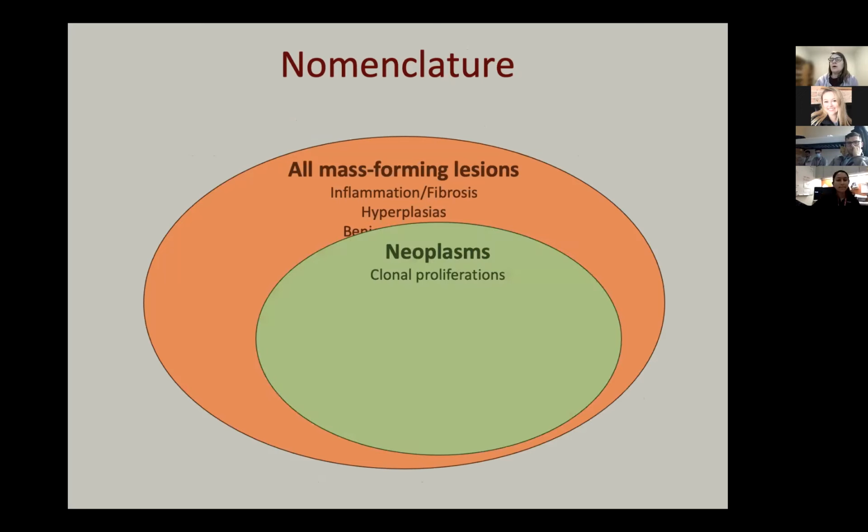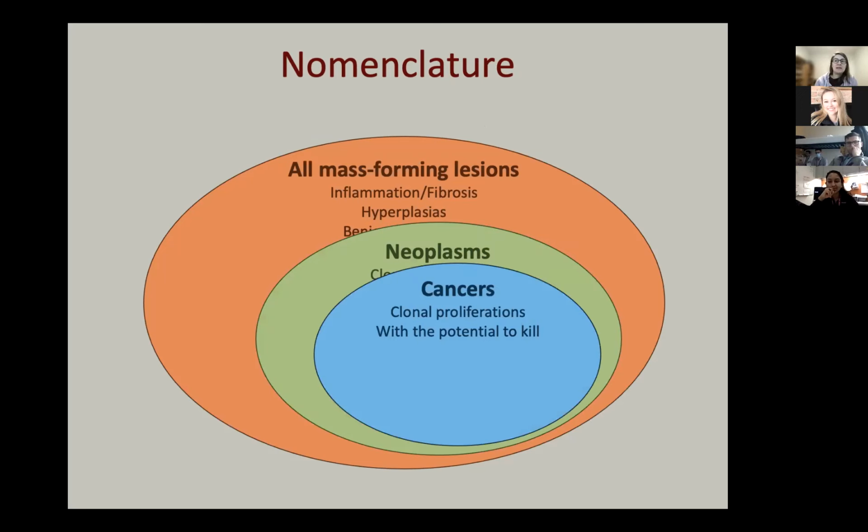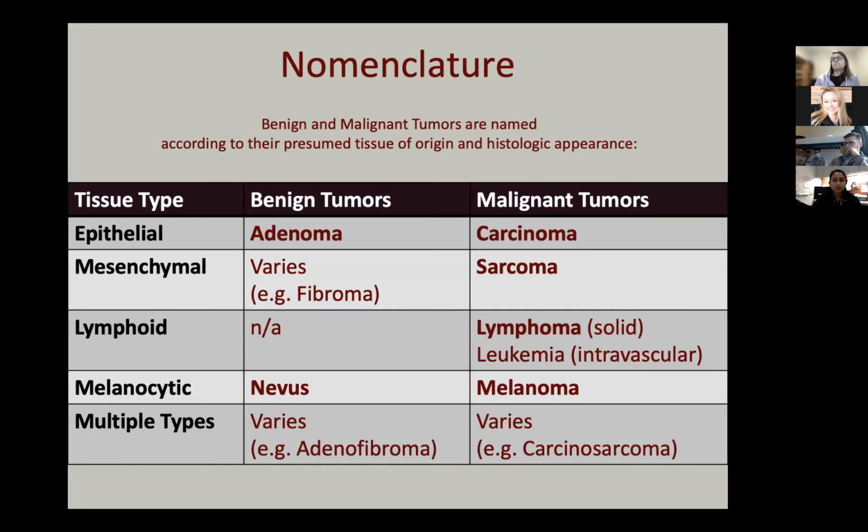All right, so then within neoplasms, we have benign and malignant neoplasms, right? Malignant neoplasms, of course, are considered those that have the potential to cause significant morbidity and mortality. Okay, so benign and malignant tumors are named according to their presumed tissue of origin or tissue of differentiation and their histologic appearance in tissue. So we have epithelial tumors that generally are referred to as adenomas when benign and carcinomas when malignant. Mesenchymal tumors that are malignant are called sarcomas, right? Lymphoid tumors are lymphomas or leukemias, and melanocytic tumors are melanomas.